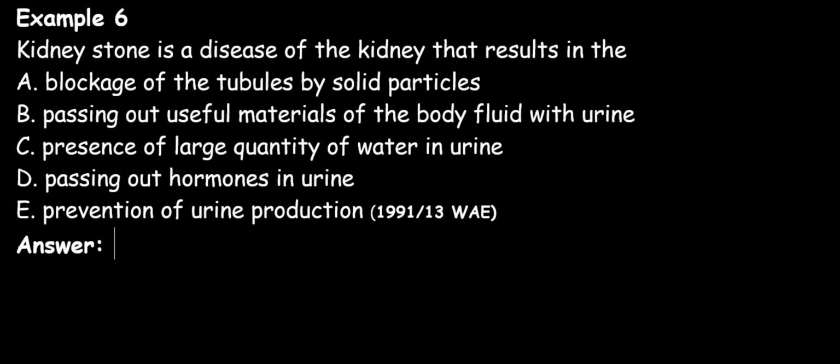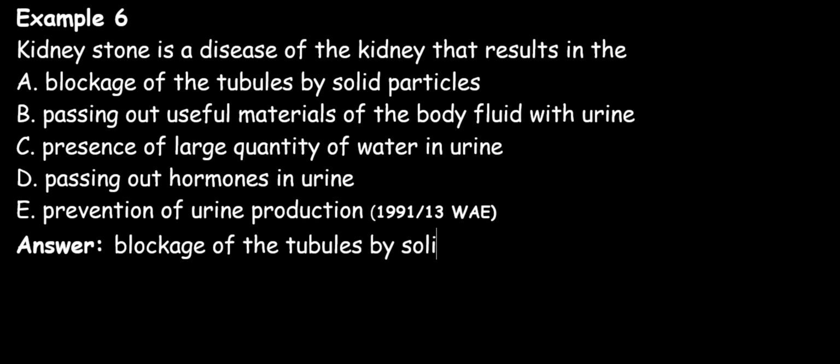It says, kidney stone is a disease of the kidney that results in the A. Blockage of the tubules by solid particles. B. Passing out useful materials of the body fluid with urine. C. Presence of large quantity of water in urine. D. Passing out hormones in urine. E. Prevention of urine production. The answer to this question is A. This is because kidney stone results in the blockage of the tubules by solid particles. These solid particles are hard collections of salt and mineral, also made up of calcium and uric acid.